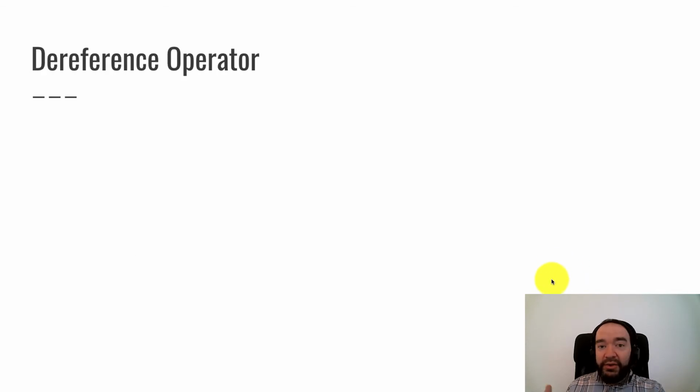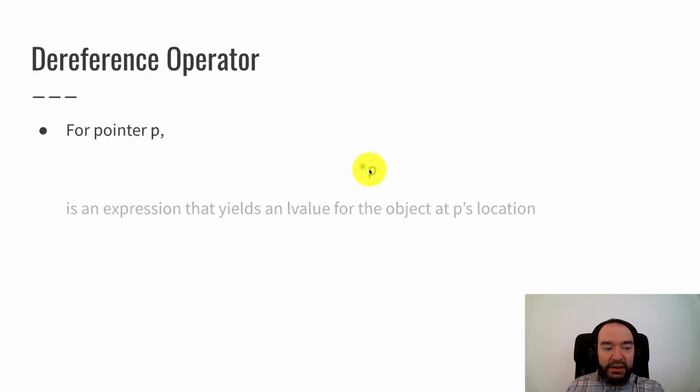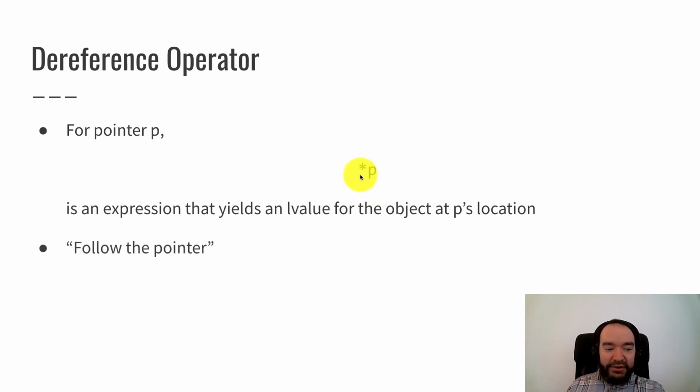Once we have a pointer, we want to use it for something, and one way to use it is to dereference the pointer. That basically means follow the pointer and get what it points to. So if p is a pointer, then star p is an expression that yields an L value for the object at p's location. L value, again, is some C++ jargon that means a value that can be on the left-hand side or the right-hand side of an assignment, meaning you can read the value or you can write the value. So basically that means follow the pointer.